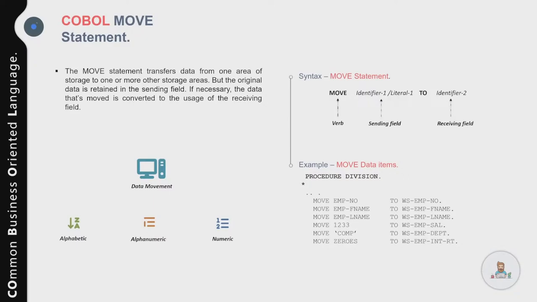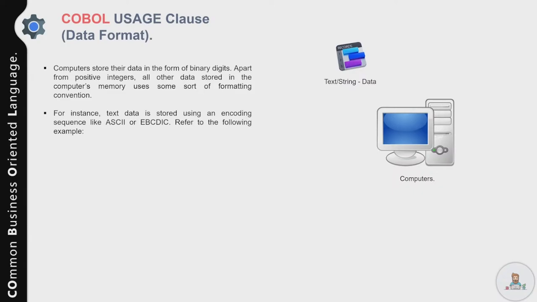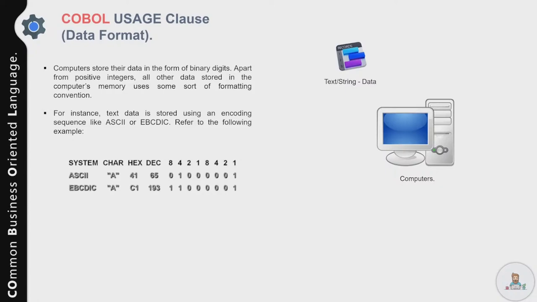Now let's talk about the usage clause. Computers store their data in the form of binary digits. Apart from the positive integers, all the other data stored in the computer memory use some sort of formatting convention. For instance, text data is stored using an encoding sequence like ASCII or EBCDIC. Now you might be thinking, what is an encoding system?